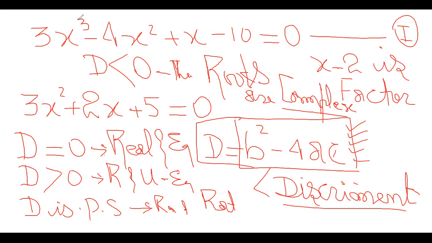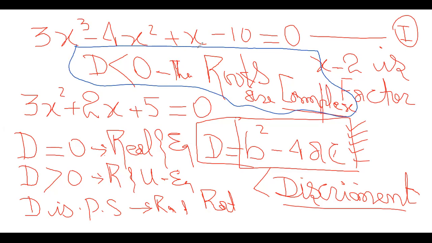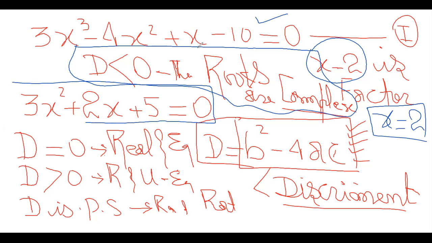So what you will have to do is make use of this. One root is 2, since x minus 2 was the factor, so that must be the root. Because if you put x equal to 2, this equation will be satisfied. So x is equal to 2. One root is 2. No need to calculate that. Find the roots of this quadratic equation. Just calculate the discriminant.